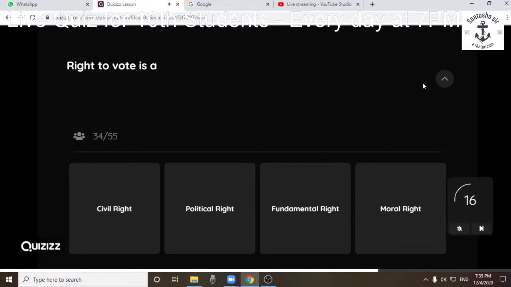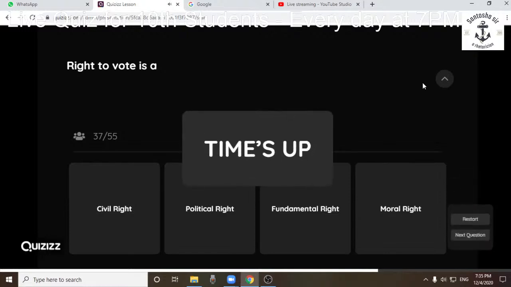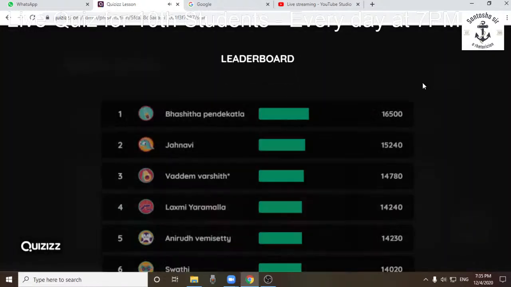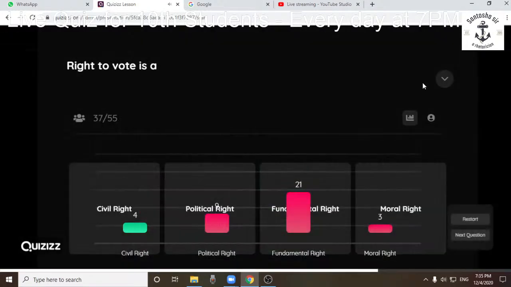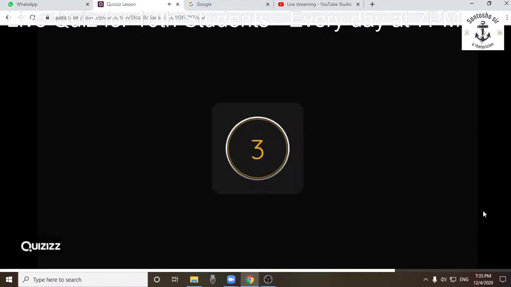These options might shuffle. The order of the options might shuffle on every screen. 35 members already answered. You have 8 seconds more. Time's up. Let's check the scores. Bashita on the top, followed by Jahnavi, Varshit, Lakshmi, Anirudh, Swati, and 4 members answered it right. Moving on to the next question. Question number 23.